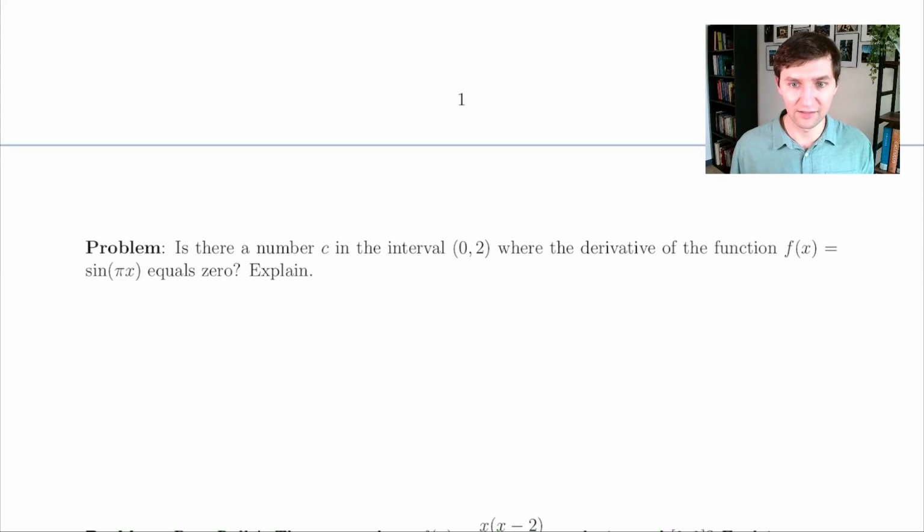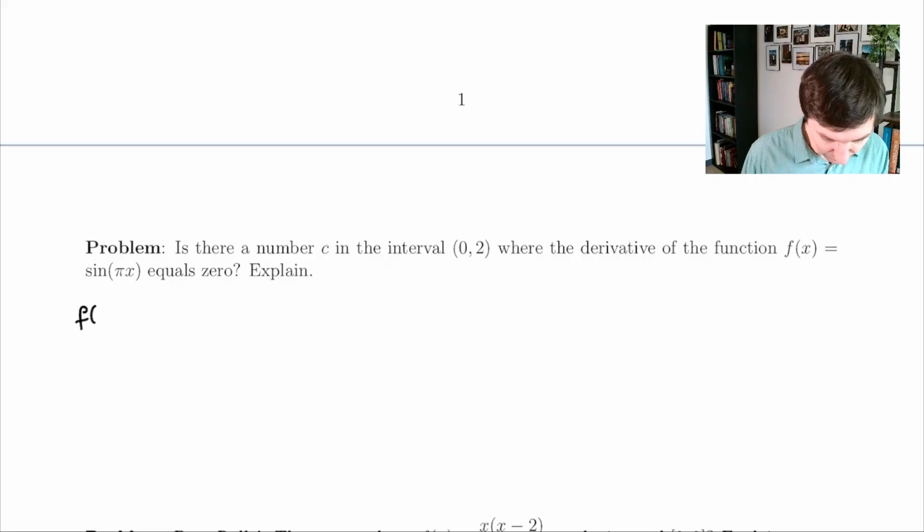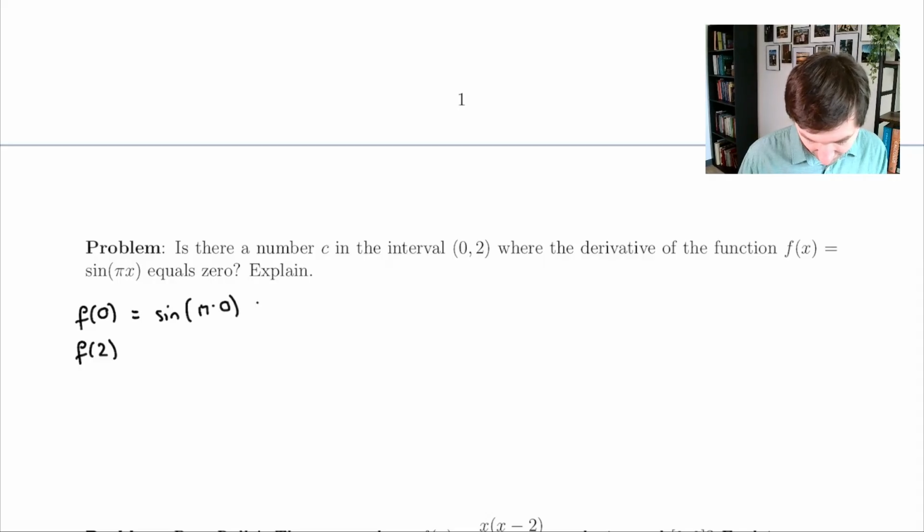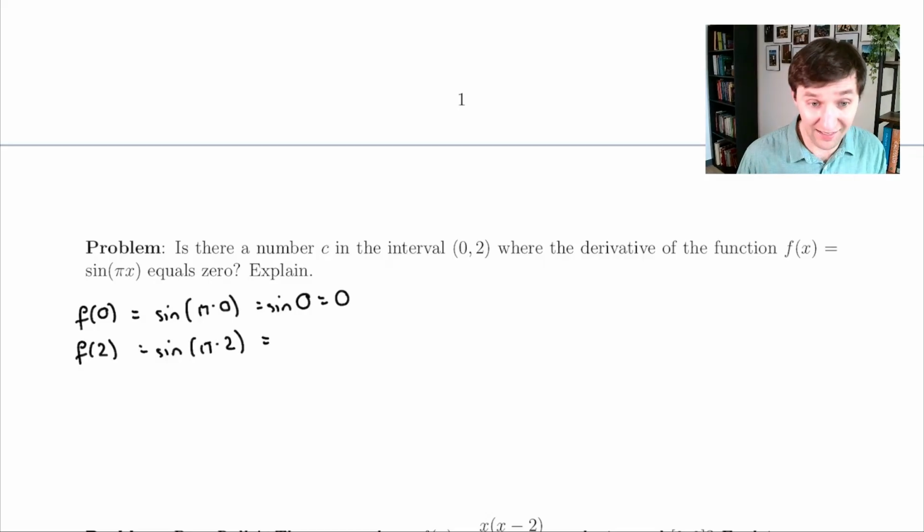Is it true that the function is defined on the interval between 0 and 2? And it is. Nothing is stopping you from plugging in any number between 0 and 2, 0 and 2 included. Now, is it true that f of 0 equals f of 2? Let's compute those 2 values. When I plug in 0, that is the same thing as sine of pi times 0. That is the same thing as sine of 0, and sine of 0 is 0. When I plug in 2 to this expression, I will get sine of pi times 2, which is sine of 2 pi.